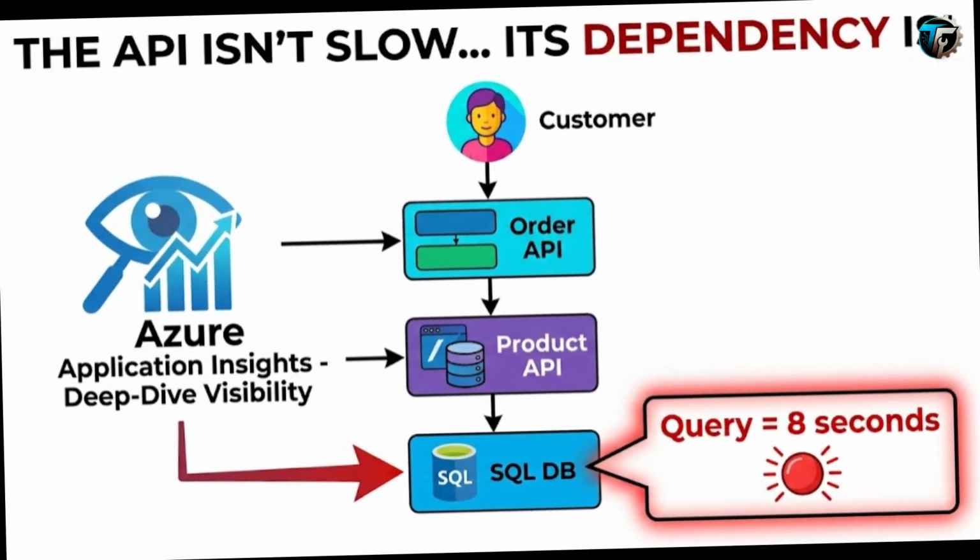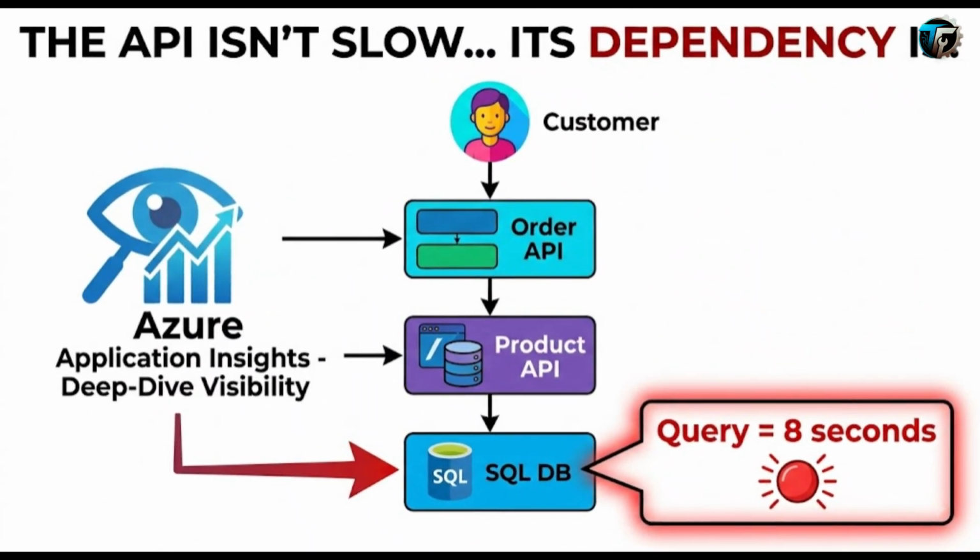Let's take a real production problem. Customers say the order API is extremely slow. We could immediately blame the API. But Application Insights can help us investigate the request and its dependencies. We discover that the API itself is responding quickly. The problem is actually a database query taking 8 seconds. This is an important lesson. The component showing the symptom isn't always the component causing the problem.